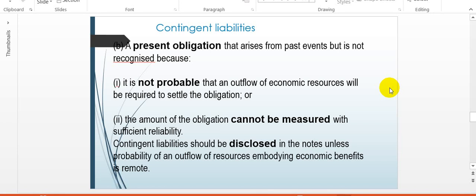A contingent liability is also defined as a present obligation that arises from past events, but it is not recognized because it is not probable that an outflow of economic resources will be required to settle the obligation. The amount of the obligation also cannot be measured with sufficient reliability. Therefore, we disclose it as a note in the financial statements.